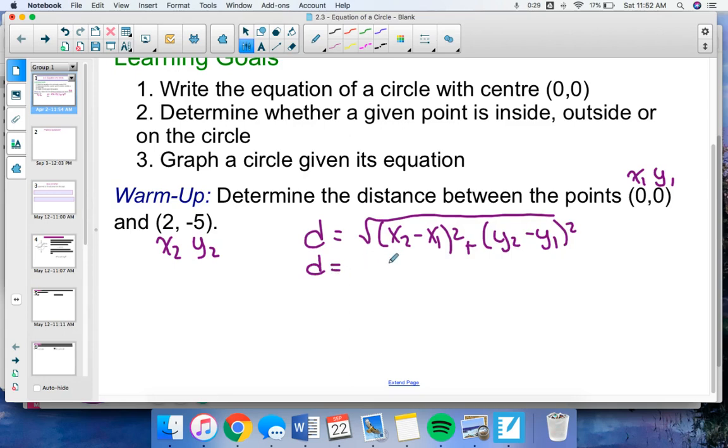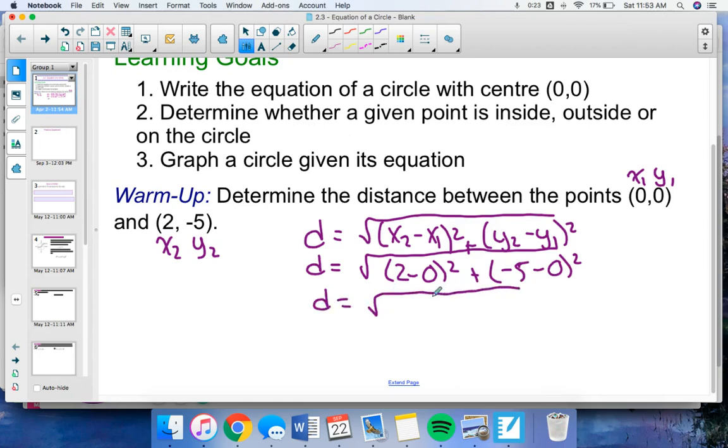Since we labeled our points already, all we have to do is just sub in the values that we know. So we have 2 minus 0 squared plus -5 minus 0 squared. Okay, so we'll get 4 plus -5 squared is 25. Distance equals the square root of 29.